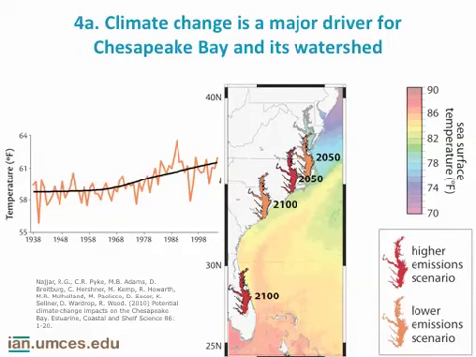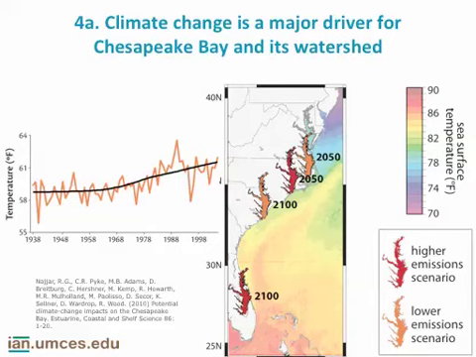Another really important part of Chesapeake Bay is that climate change is a major driver for the bay and its watershed, and you can see the temperature graph. This is temperature taken off of the CBL pier, and you can see this net rise of temperature that's accelerated in the past several decades.